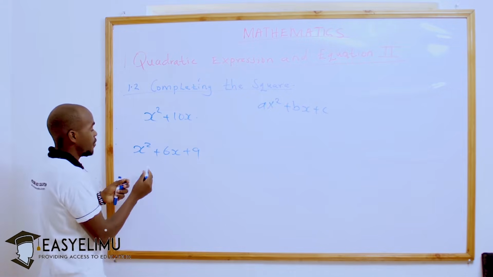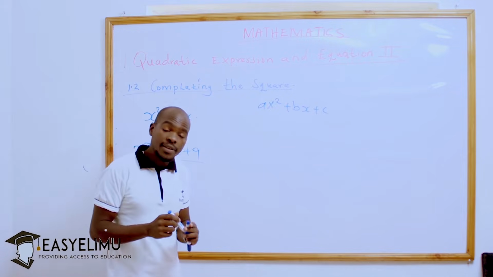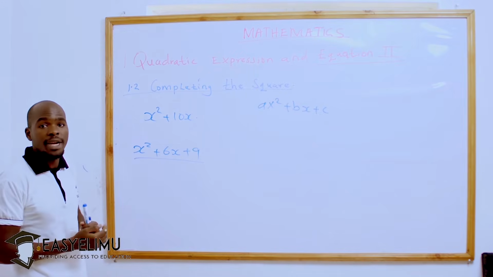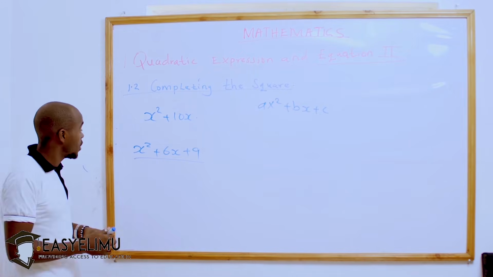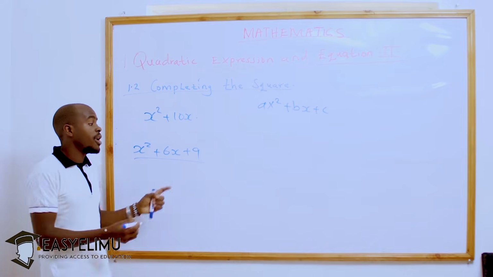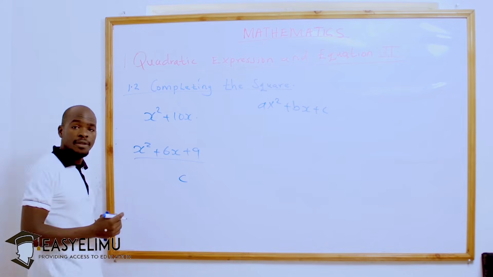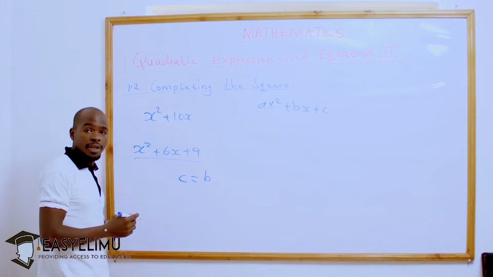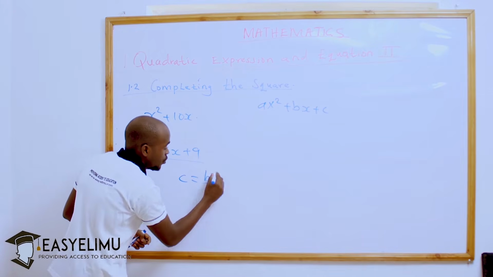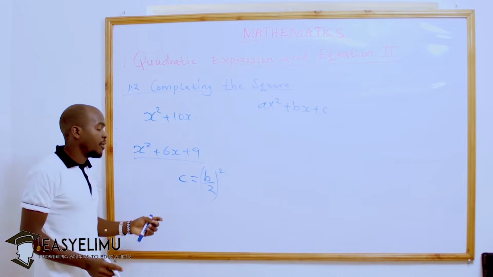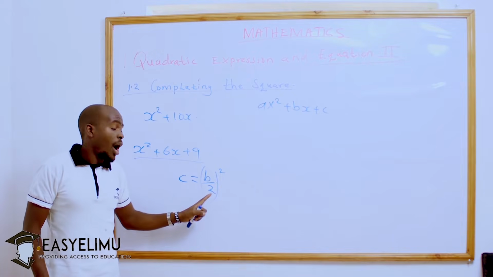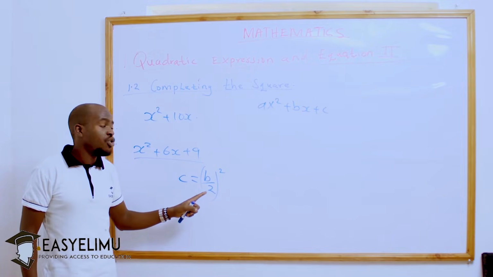So having this kind of quadratic expression, and any given quadratic expression which has a perfect square, you will identify that in order to find the value of c, you take the value of b, you divide it by 2 and you square it. If you take the value of b, divide it by 2 and square the result, you will find this value of c.